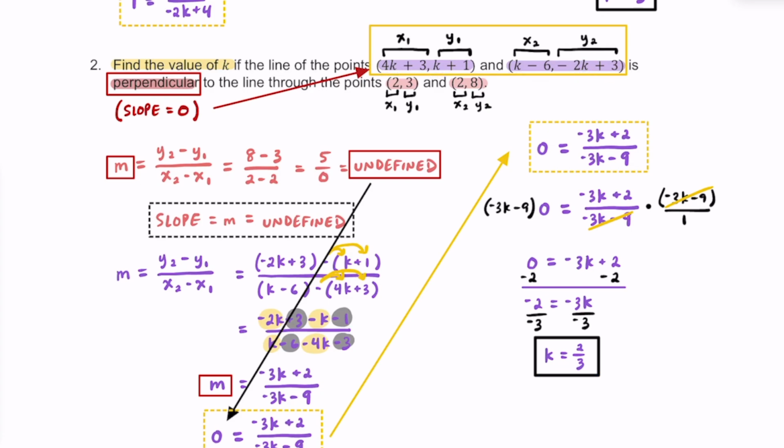Alrighty, so that wraps up this video on finding some missing values of k. Applying our understanding of parallel and perpendicular lines, specifically their slopes, hopefully that helped you understand a little bit better how to find these missing values.